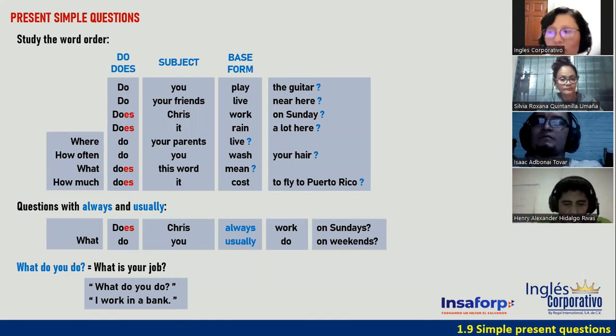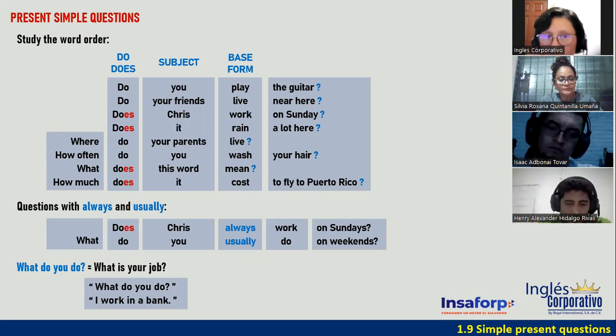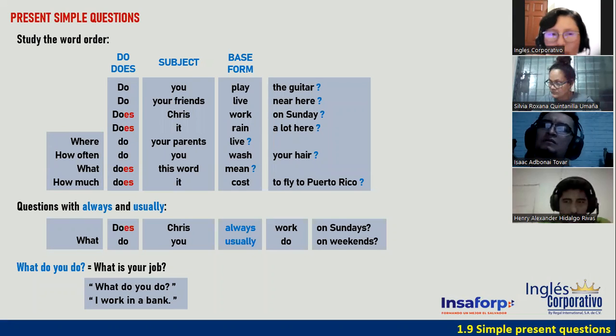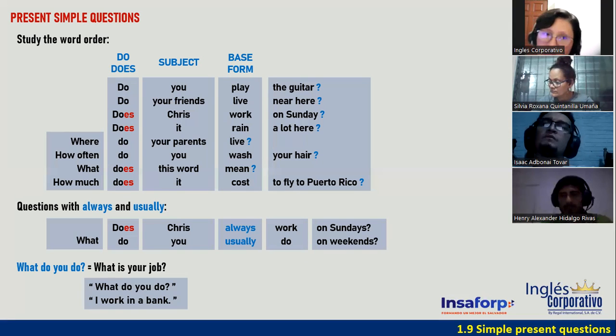Vale, entonces lo que voy a hacer es que siempre lo voy a agregar antes del verbo. Si usted se fija acá, va entre el sujeto y el verbo. Does Chris always work on Sundays? Oh, no, he doesn't. Actually, he works from Monday through Saturday. Trabaja de lunes a sábado. What do you usually do on weekends? ¿Qué haces usualmente los fines de semana? What do you usually do on weekends? Entonces, cuando yo agrego un adverb of frequency, lo voy a dejar entre el subject y el verb.